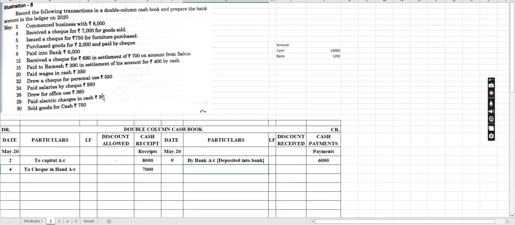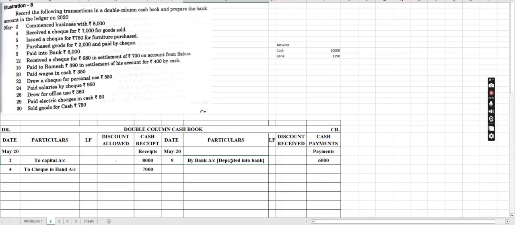Paid into bank. So they said paid into bank. They did not say paid to bank for loan. If they say paid to bank for loan, only the credit side of the cash book or bank book will be there. But paid into bank means deposited. It is considered as deposited.